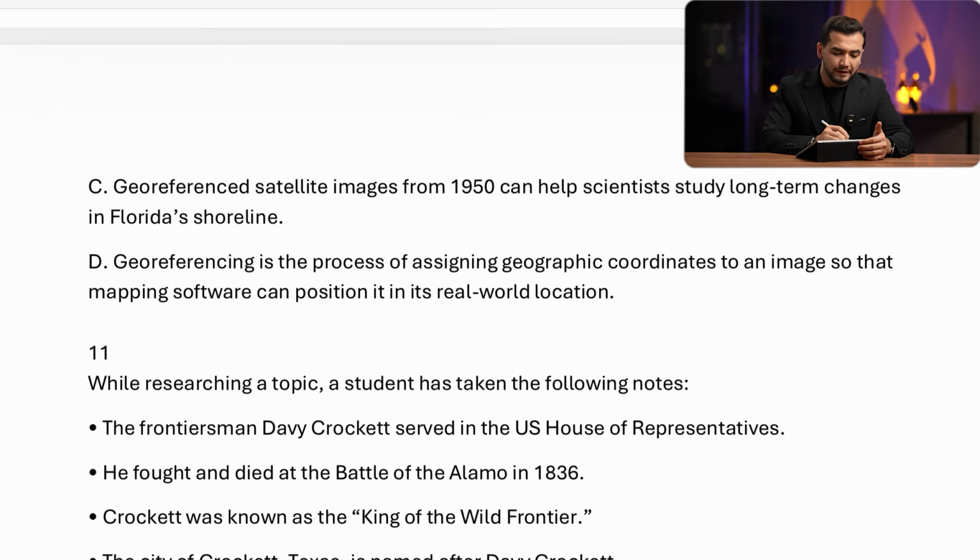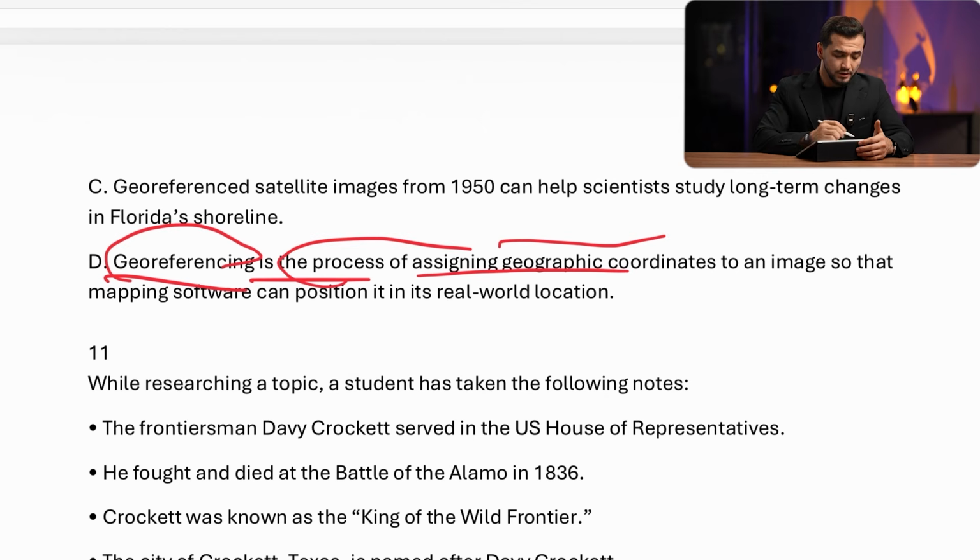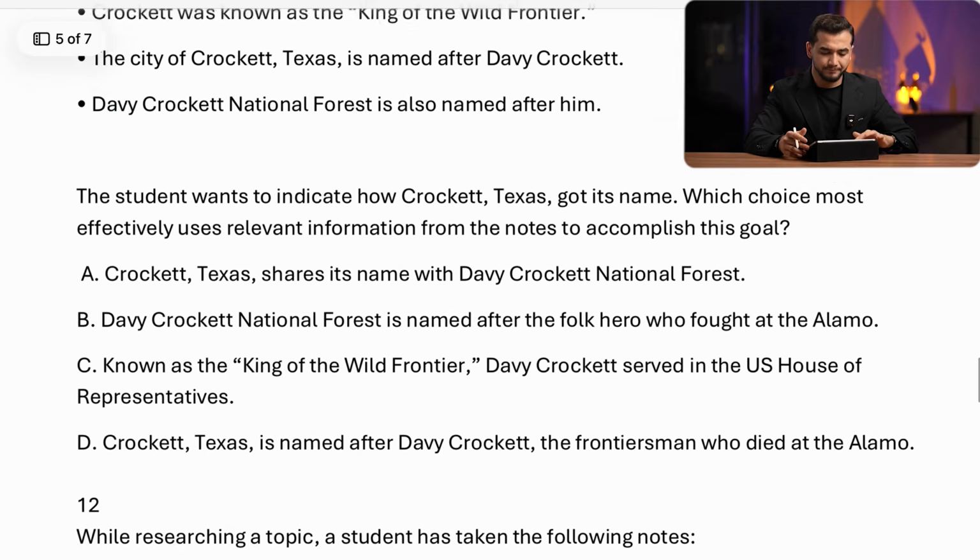So D, georeferencing is the process of assigning geographic coordinates. Okay, that's clearly it, right? It's a definition. So what's georeferencing? It is the act of doing something. So that's D. Okay, the next one.